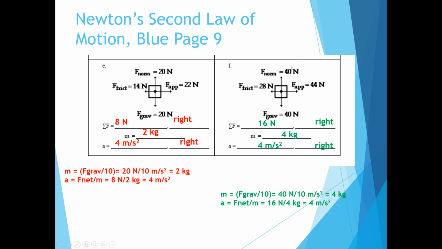And the last example here, again, by observation, up and down, they're balanced. Right and left, they're not balanced. So we've got 44 newtons minus 28 newtons. That gives us 16 newtons to the right. Force of gravity is 40 newtons. And dividing that by 10, we're going to get 4 kilograms. So to find our acceleration, 16 newtons divided by 4 kilograms gives us 4 meters per second squared to the right.